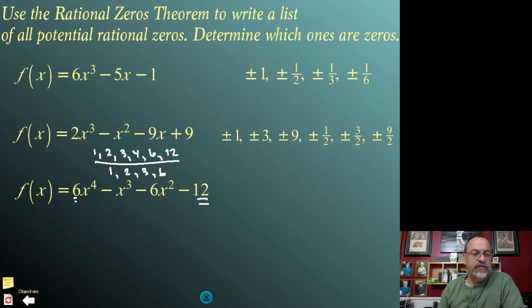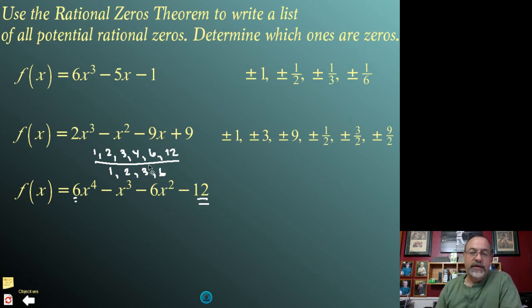So this is going to be a fairly large list because I have to put 1 over 1, 1 over 2, 1 over 3, and 1 over 6, 2 over 1, 2 over 2, 2 over 3, 2 over 6, 3 over 1, 3 over 2, 3 over 3, 3 over 6, 4 over 1, 4 over 2, 4 over 3, 4 over 6, 6 over 1, 6 over 2, 6 over 3, 6 over 6, and 12 over 1, 12 over 2, 12 over 3, and 12 over 6.